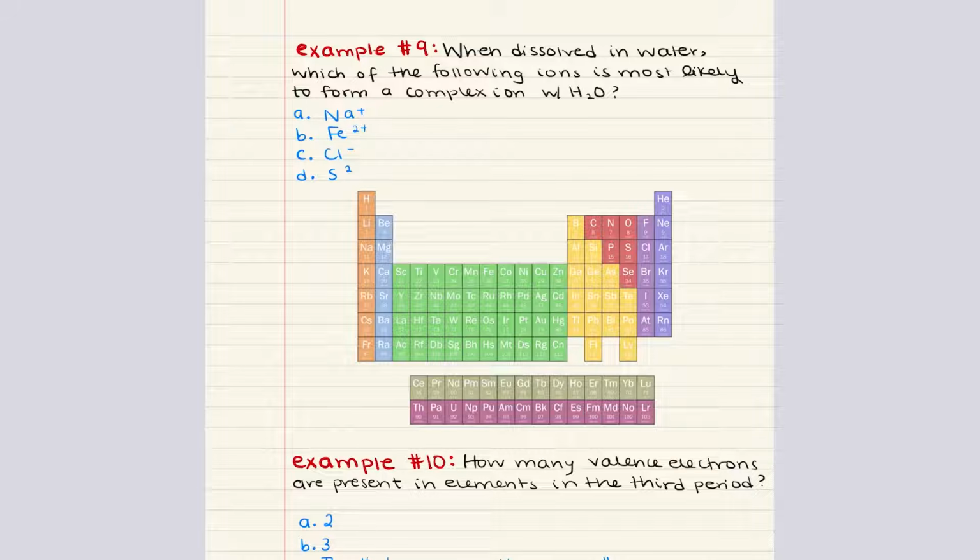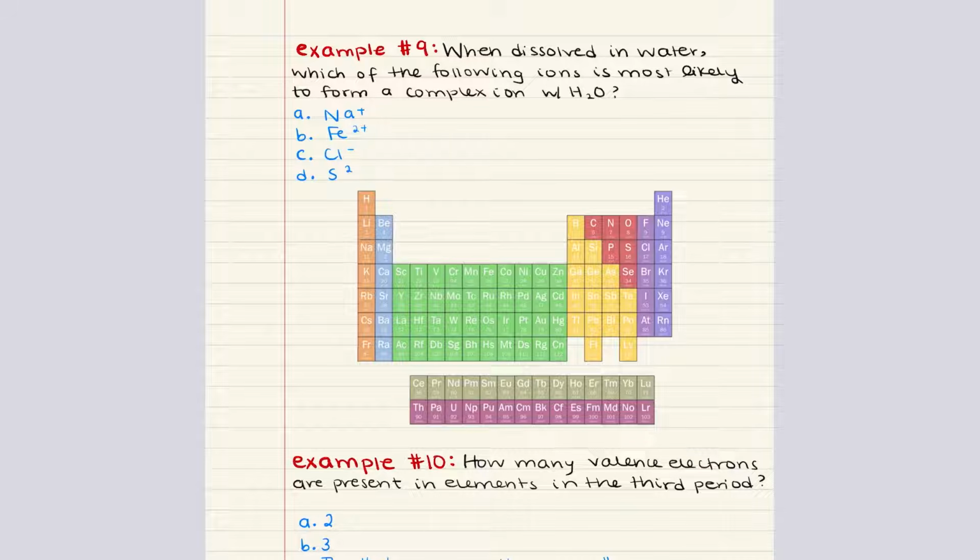We have sodium ion, iron 2 ion, chloride ion, and sulfide ion as our options. Now, to answer this, we need to understand the concept of complex ion formation. A complex ion consists of a central metal ion that's bonded to one or more molecules or ions via coordinate covalent bonds. Water molecules can act as ligands due to their lone pairs of electrons on that oxygen atom, which can then coordinate to a metal ion.